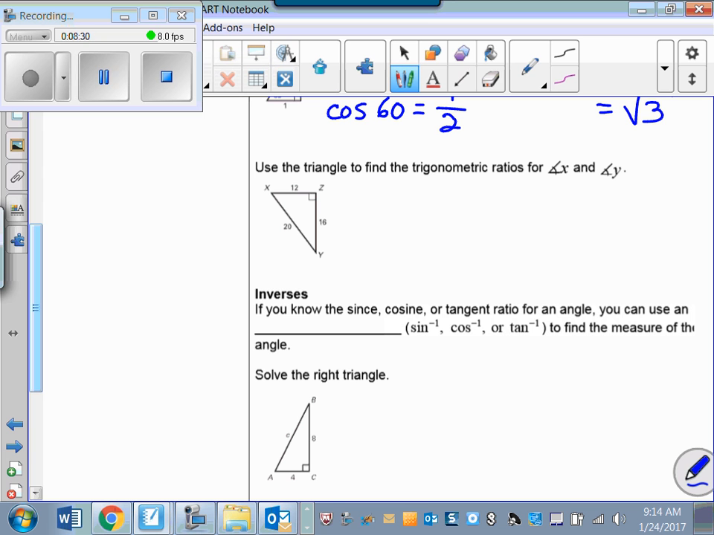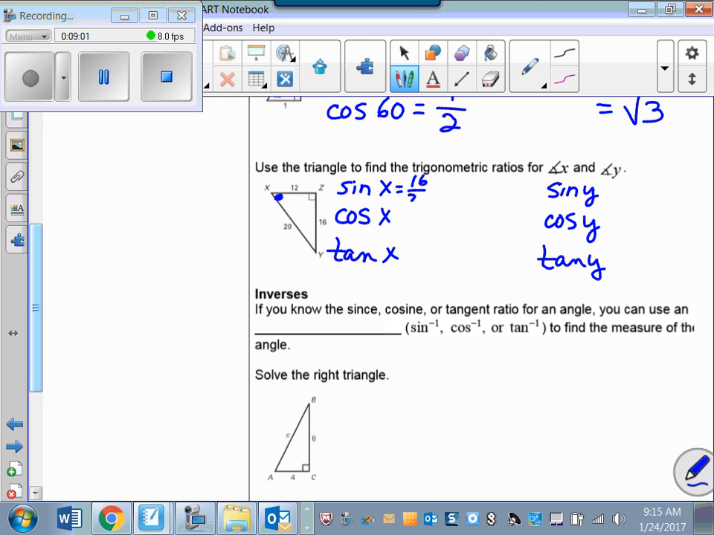Use the triangle to find the trig ratios for x and y. All right, let's start with x. Let's do sine x, then we'll do cosine x, then we'll do tangent x, and then we'll do the y's over here. Sine y, cosine y, and tangent y. So sine x, side opposite over hypotenuse. So that's 16 over 20. Got to simplify that. 4 goes into there, 4 goes into that 5.